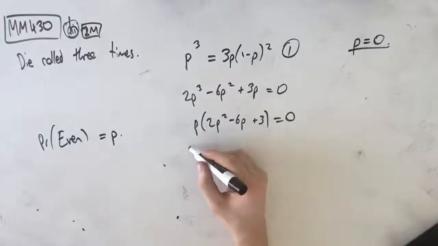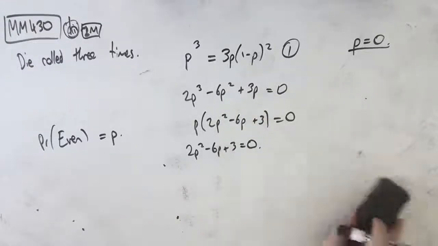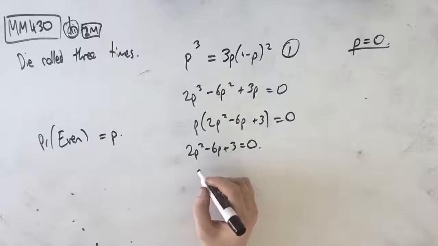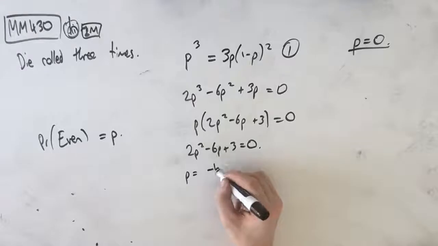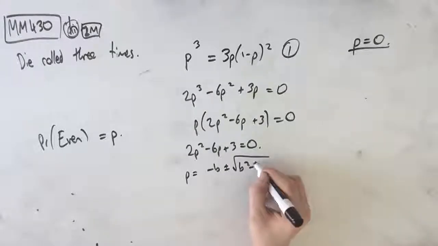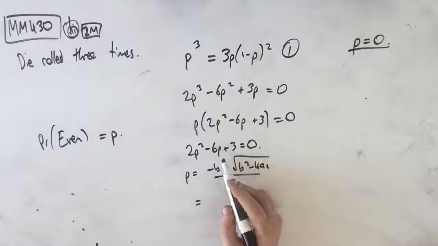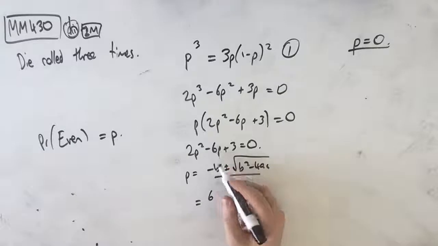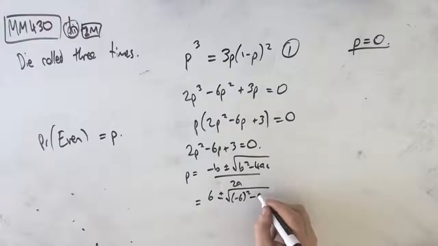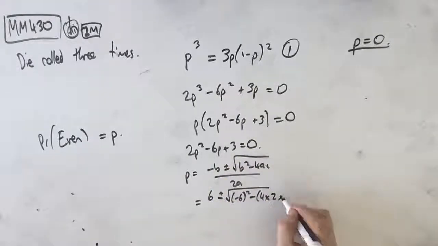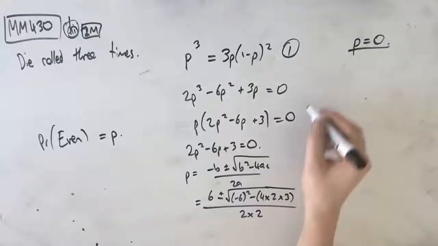Now we can say that therefore 2P squared take 6P plus 3 is equal to 0. In order to solve this, we don't have our CAS, so we're going to need to use the quadratic formula. The quadratic formula says that P is equal to negative b plus minus the square root of b squared minus 4ac, over 2a. Now, b is negative 6, so we get 6 plus minus the square root of negative 6 squared minus 4 times a, which is 2, times c, which is 3, over 2 times a, which is 2.